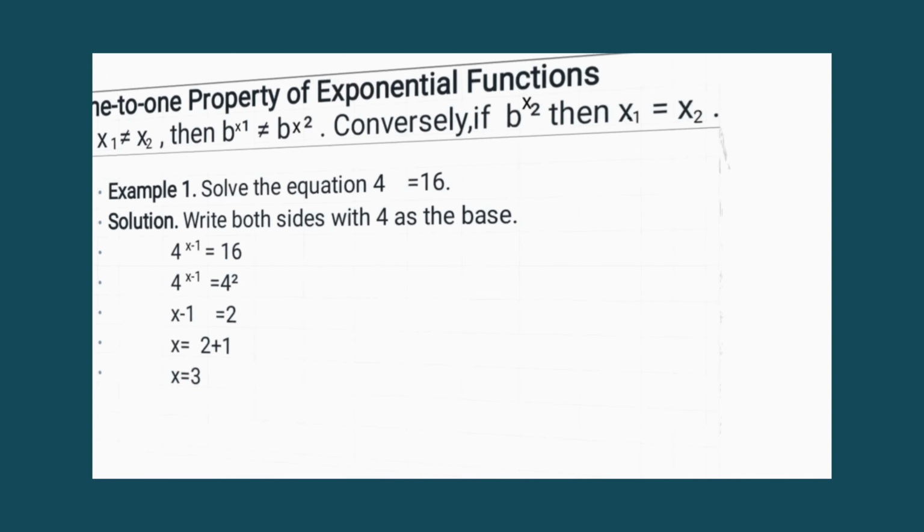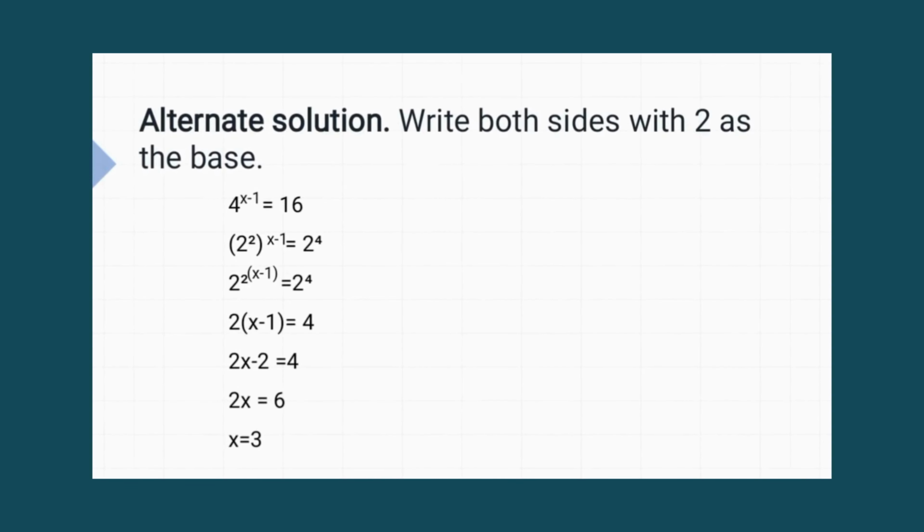There is another way to solve the equation, which is the alternate solution. Write both sides with 2 as the base. So we will express 4 as 2 squared, then 16 is 2 raised to 4. Why raised to 4? Because 2 times 2 is 4, 4 times 2 is 8, then 8 times 2 is 16. That's why it's 2 raised to 4.